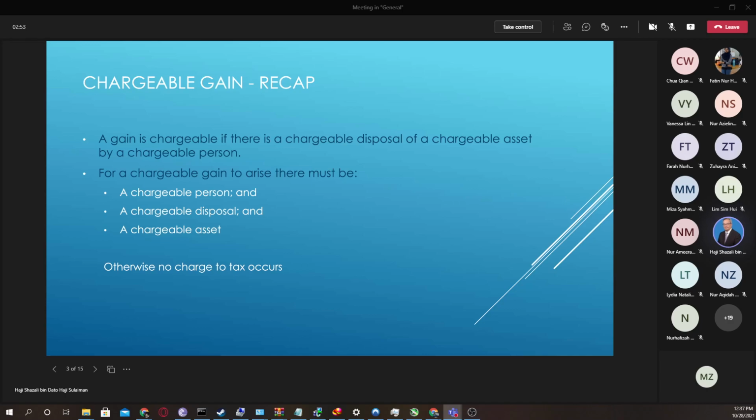Okay, so these 3 conditions must be met, whether you're an individual or a company. So a chargeable person for corporation tax will be a company. A chargeable disposal will be the disposal of shares in the company, and a chargeable asset will be the shareholding in that company. Yeah, the shares that they hold in that particular company.